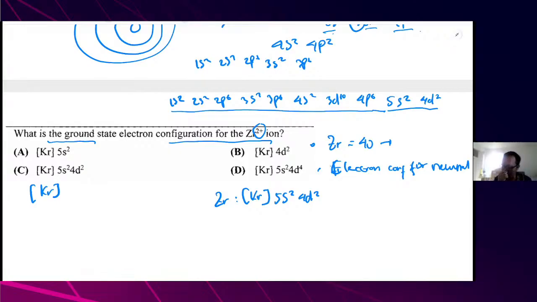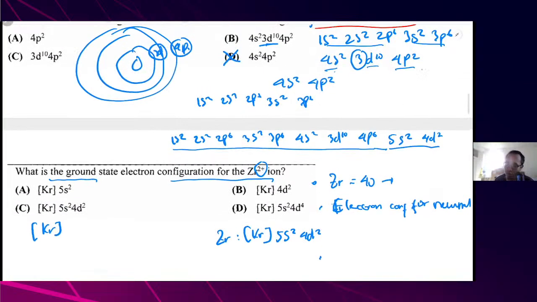Okay, so now to know the zirconium 2+, we must remove 2 electrons from this configuration, because 2+ means it lost 2 electrons. So which one do we need to remove, 5s or 4d?